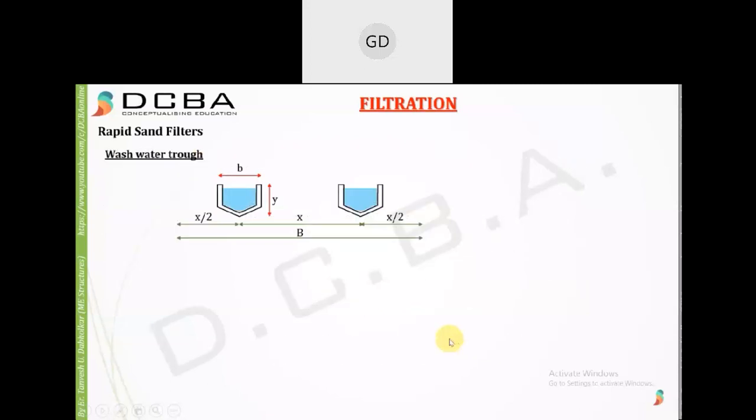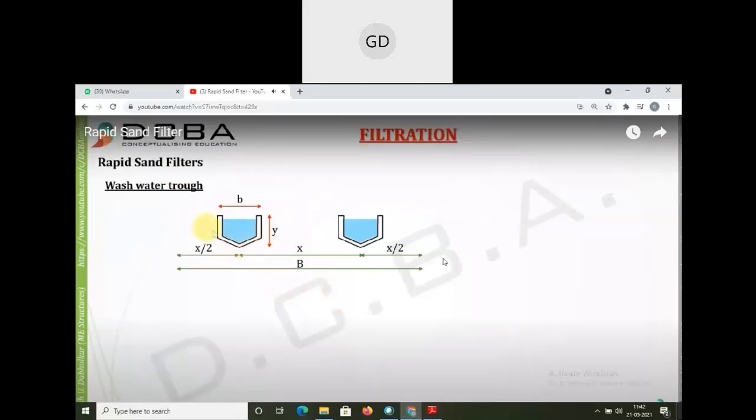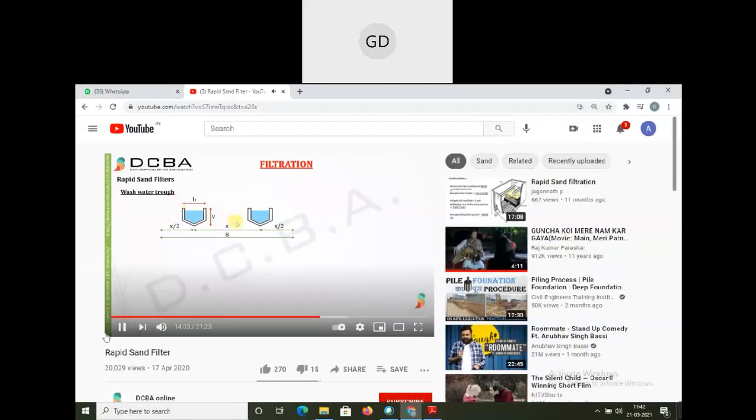Now, what is this wash water trough? How to design the wash water trough? Generally, this V-shaped bottom wash water trough is provided. Okay, so the design part is not needed. I have just tried to show you the animated part of the construction details of the rapid sand gravity filters. Okay, I hope you have understood the filtration of both slow sand and rapid sand gravity filters.